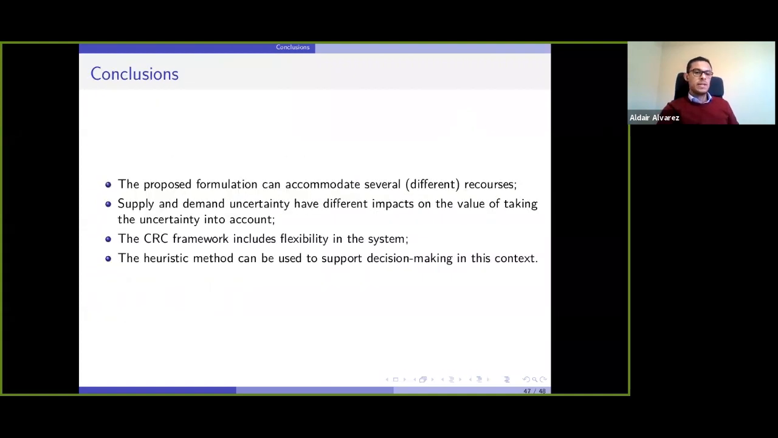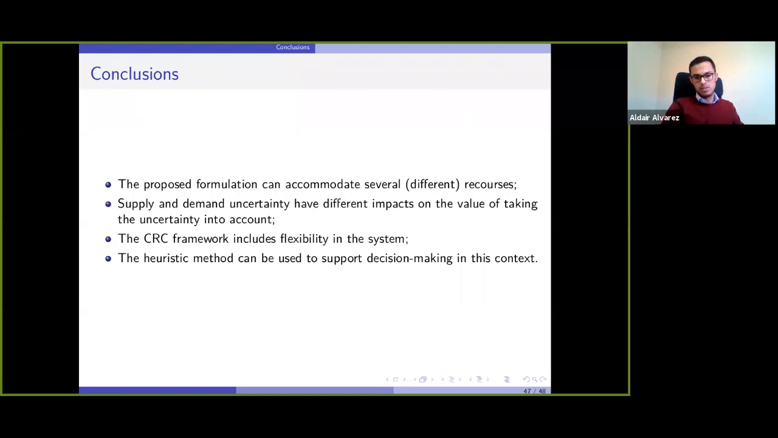So just to conclude, we proposed initially this formulation that can accommodate several recourses. We showed here how we used lost sales and also the extra supply in the capacity reservation contract case. In our paper, we also used an additional recourse, which was backlogging. But for the sake of brevity, I decided to not include those experiments here. But that framework that we show here adapts to several different recourses.